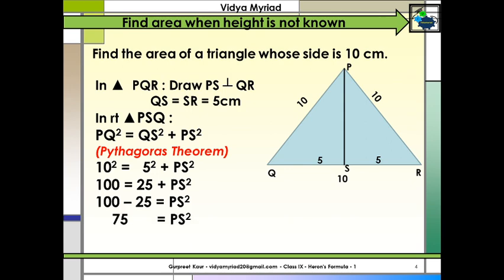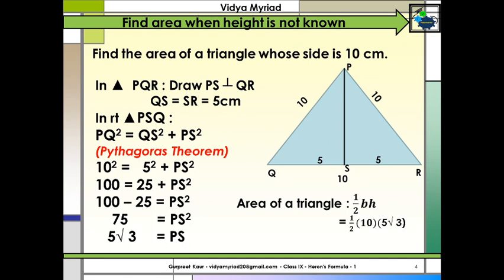Now PS square comes to 75, but I want only PS, so I will find the square root of 75, which is 5 root 3. So your height comes to 5 root 3. I know the formula half base into height. Put base and height in this formula. You will get 25 root 3 centimeters square. So children, when you get the final answer, your final area, at the end you will write its units, that is centimeters with square.